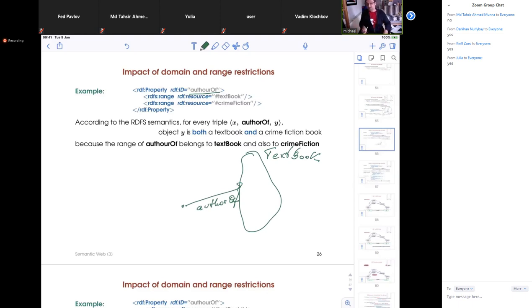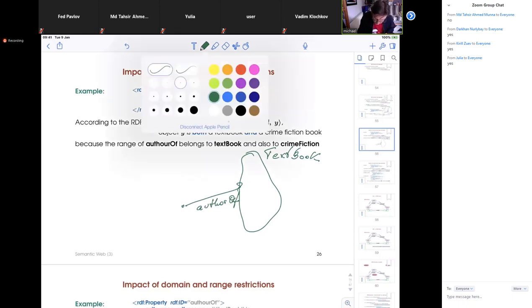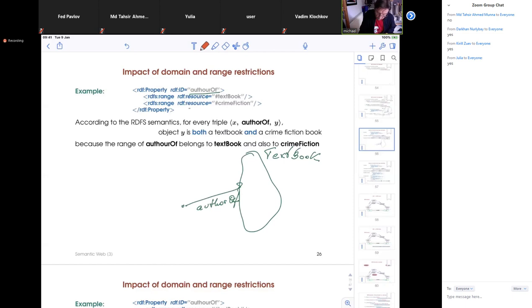Okay, and somebody else, or the same person elsewhere, adds, because of whatever different interests, that the range actually is crime fiction, right? So then what is the reasoner behind this document going to deduce? Yeah? So this says that it's crime fiction.